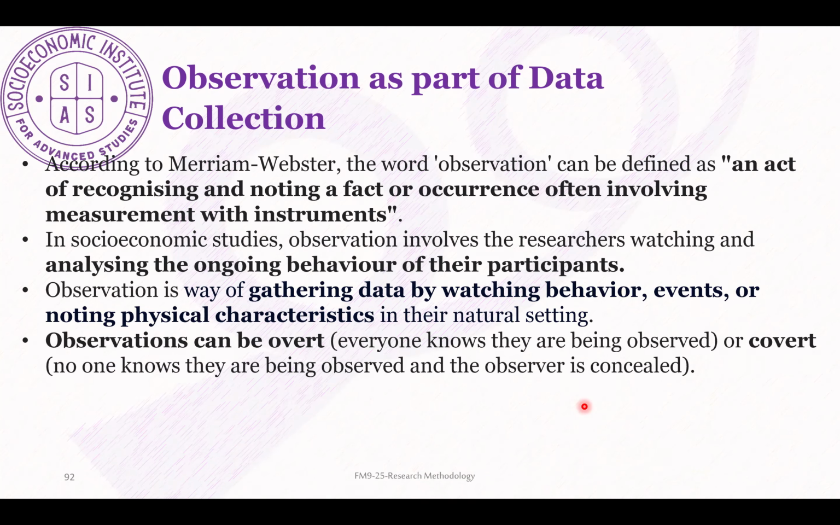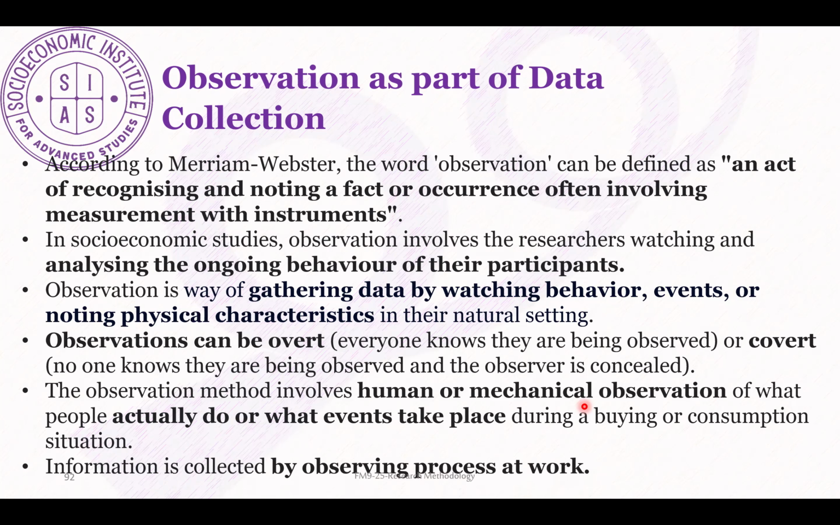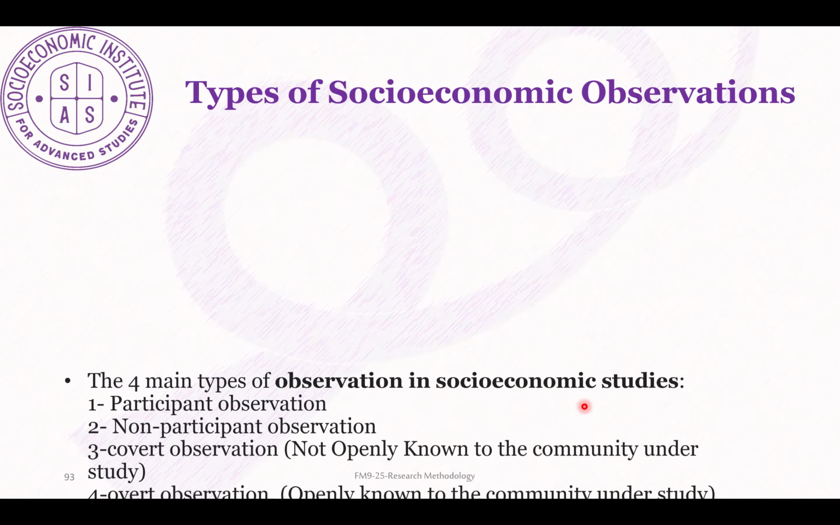And of course, observation can be overt, where everyone knows that they are being observed, or covert, which means that no one knows that they are being observed by the researcher. The observation methods can also involve human or mechanical observation. For example, what we can do about a certain event that's taking place, and so on. Or information can be collected by observing a process at work.